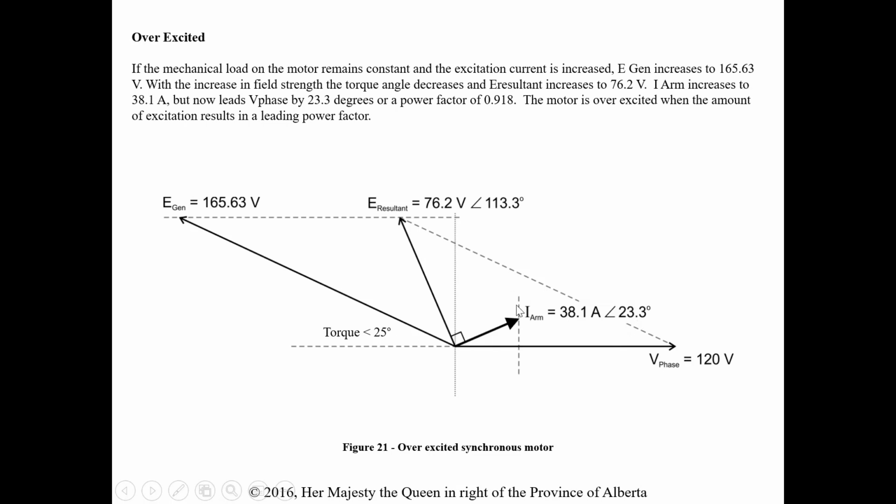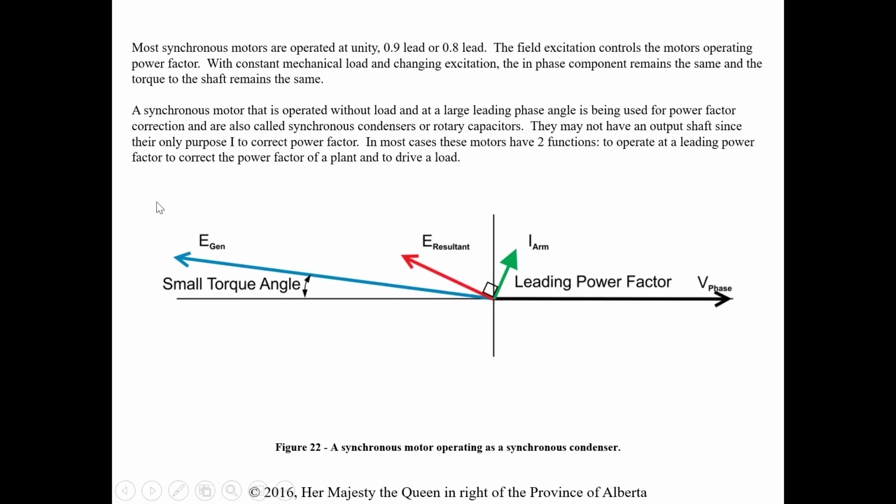Okay, so as we keep going, getting into more of a lead, our current would have to get larger. We're going to maintain the same wattage here. I'll show you in one of the other graphs coming up. Okay, so that's the effect of changing the field. Normal excitation, unity, underexcited, lagging, overexcited, leading. Okay. And most synchronous motors are operated at unity, 0.9 lead or 0.8 lead.